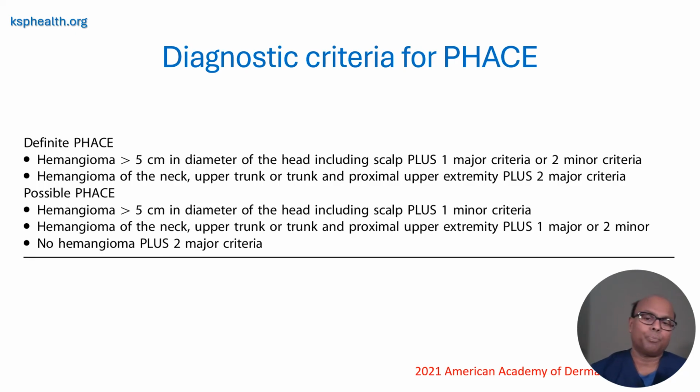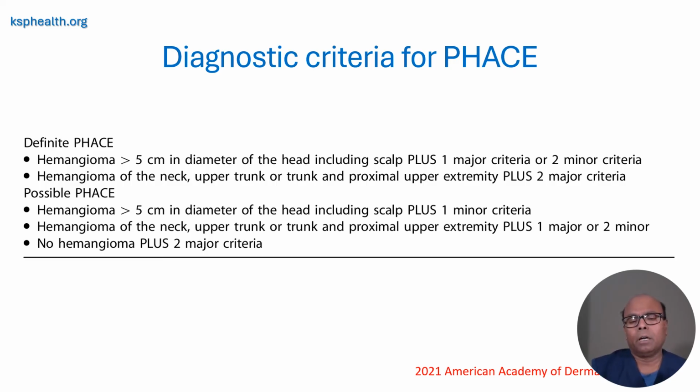The diagnostic criteria for PHACE: definite PHACE and possible PHACE. Definite PHACE, you have to have hemangioma more than 5 centimeters in diameter of the head, including scalp, plus one major criterion and two minor criteria. Or hemangioma of the neck, upper trunk, or trunk and proximal upper extremities plus two major criteria. Possible PHACE: hemangioma more than 1 centimeter in diameter of the head, including scalp, plus one minor criterion.